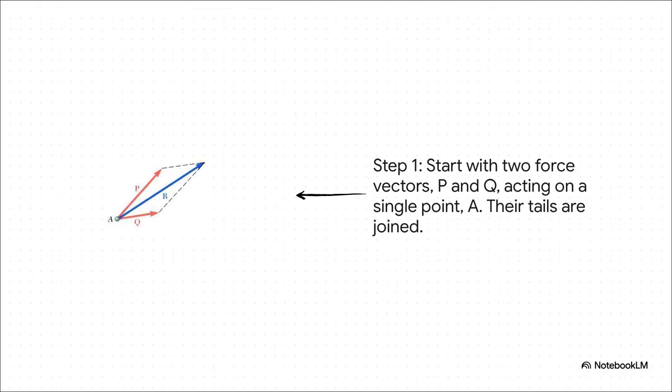All right, step 1. Here are our two forces. Let's call them P and Q. The most important thing here is that they're acting on the exact same point, which we're calling A. See how their tails are joined together? We draw them as arrows, where the length of the arrow tells us how strong the force is, and the arrowhead, well, that shows us the direction.